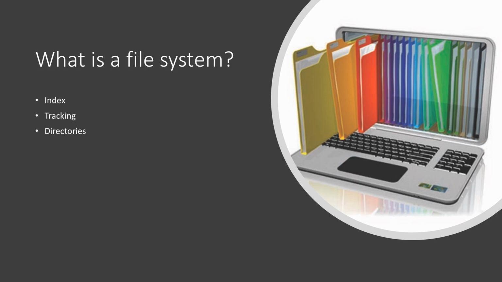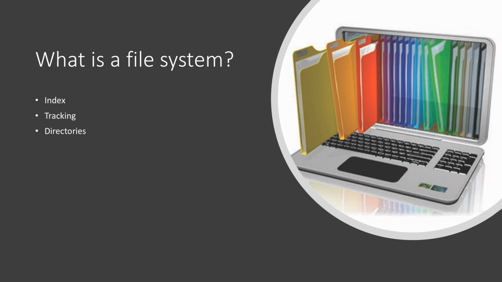Okay, so let's define it. What is a file system? A file system stores and organizes data and can be thought of as a type of index for all the data contained on a storage device. These devices can include a hard drive, an optical drive, or even a flash drive.